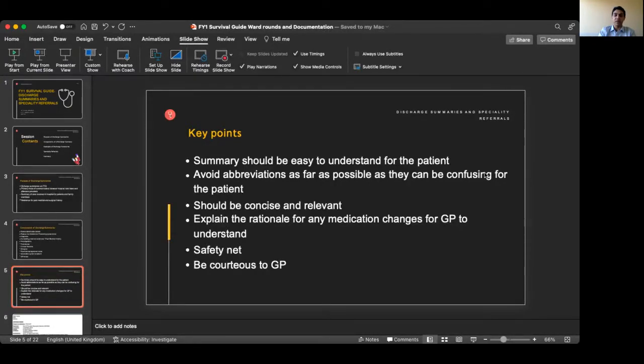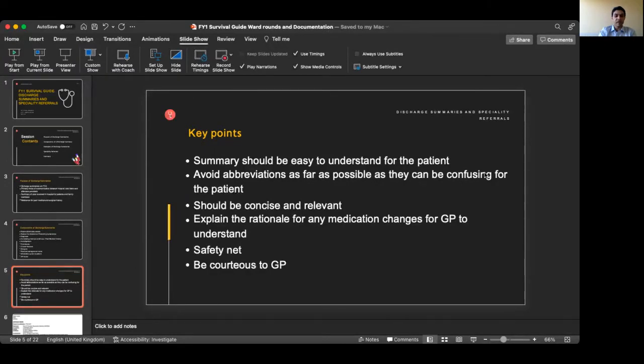You want to keep it quite simple, but at the same time, because the GP will be receiving this as well, you don't want it to be too simple. So you don't want to use too lay terms. For instance, if a patient had an NSTEMI, you can write Mr. X presented with an NSTEMI, because remember, your patients can Google a lot of the medical terms. So it has to be simple, but it should also be medical because it's going to your GP as well. Avoid any abbreviations as far as possible, because this can be confusing for the patient.